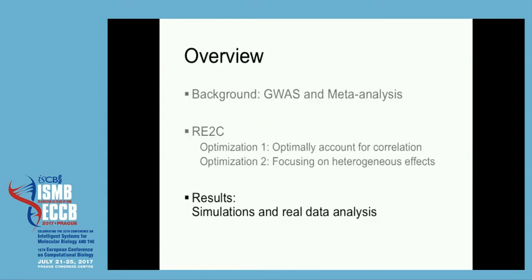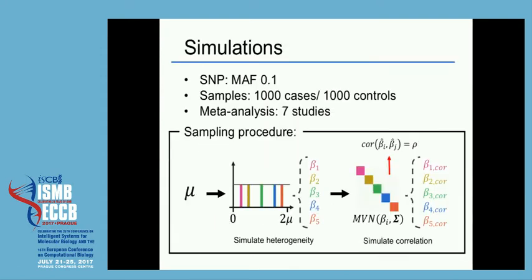Now I will show you the performance of our new statistical models, R2C and R2C power boost. In our simulation scheme, we assume that each SNP has a minor allele frequency of 0.1 and follows Hardy-Weinberg equilibrium. Each sample contains 1,000 cases and 1,000 controls, and we assume the meta-analysis combines 7 studies.